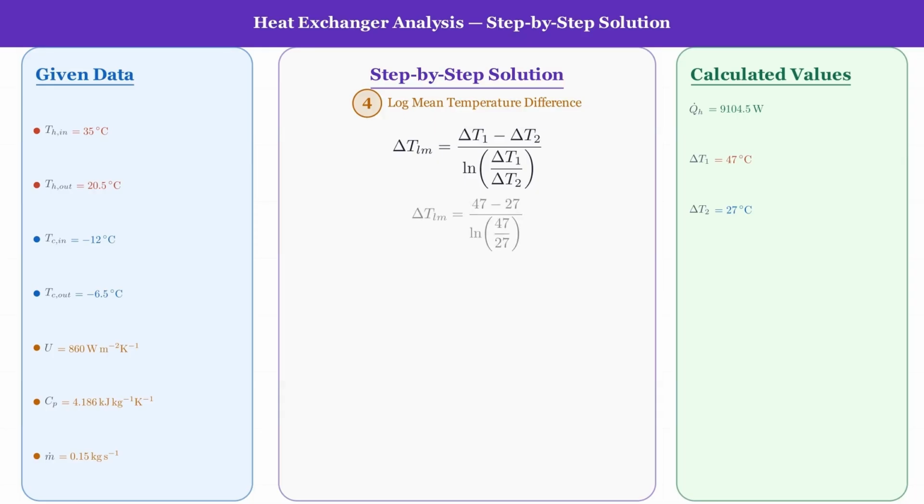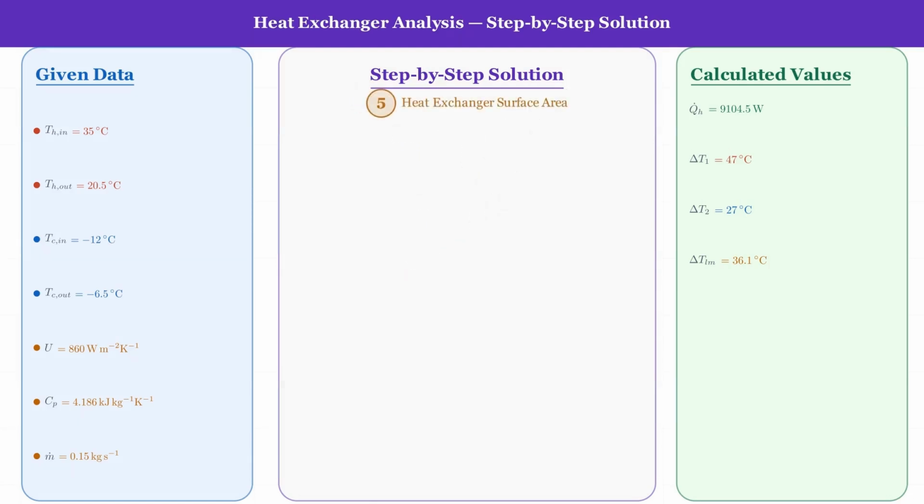Substituting 47 minus 27 in the numerator and the natural logarithm of 47 over 27 in the denominator, delta TLM equals 36.1 degrees Celsius. This single value, 36.1 degrees, is the effective mean temperature difference that drives heat transfer across the entire exchanger surface. As expected, it lies between 27 and 47 degrees, weighted toward the smaller value by the logarithmic function.